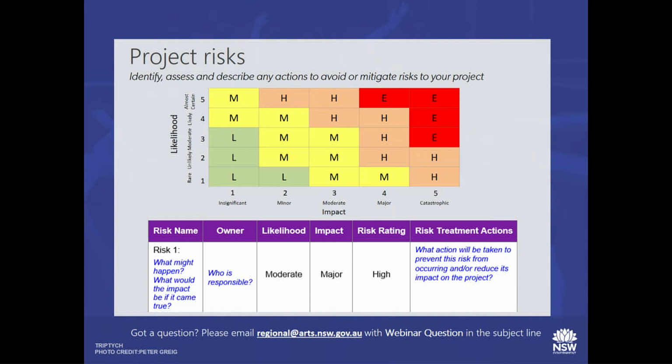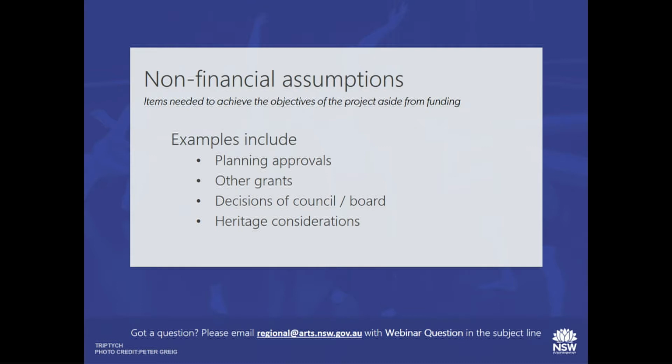Okay, moving on from risk, we're going to be talking about non-financial assumptions, and that sounds like a potentially confusing statement, but it's quite simple. Basically, it's things that don't cost money that could impact your project. So this application you're doing is mainly about achieving funding, which is obviously very, very important. However, there are things outside of this grant that can affect your project going forward, and that could be things like planning approvals. It could be decisions of your board or council or another organisation that needs to sign off on the particular project. It could be even heritage considerations. So these could have a potentially detrimental effect on your project, and we need to know that you've considered them and that you're going to manage them.